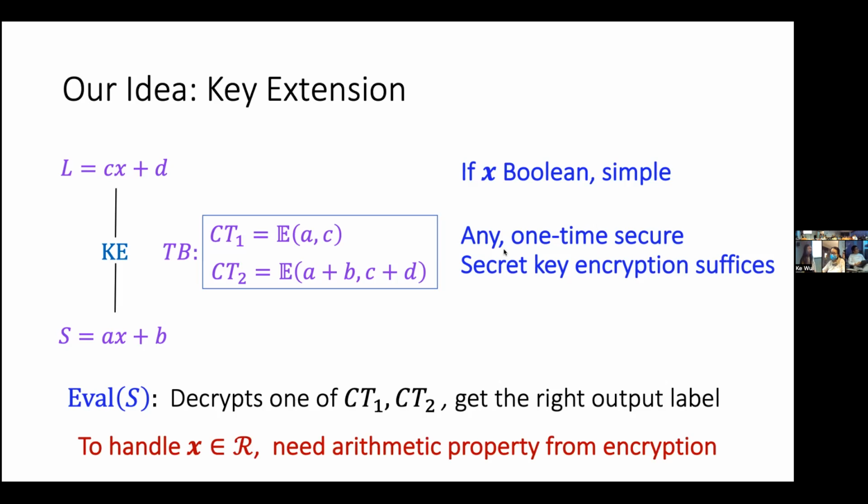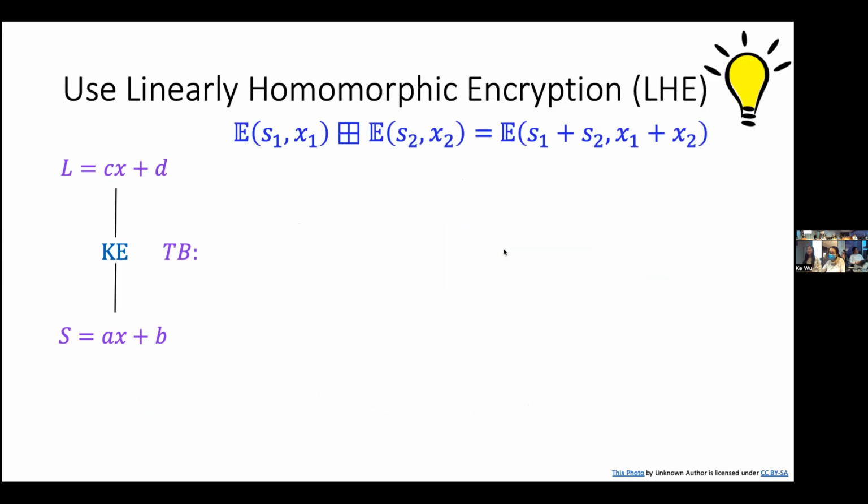Now, the question is, how do I handle ring elements? I basically need more arithmetic properties from this encryption, and as you can imagine, we can use linear homomorphism. What linear homomorphism says is that if I do some operation on two ciphertexts that use different keys and encrypt different vectors, I will get an encryption under S1 plus S2 of the vector X1 plus X2. So basically, I can evaluate a linear operation on both the key and the encrypted message by doing some corresponding evaluation on the ciphertext only.